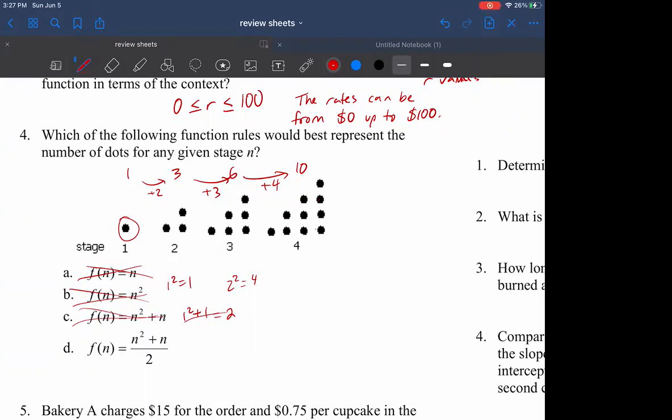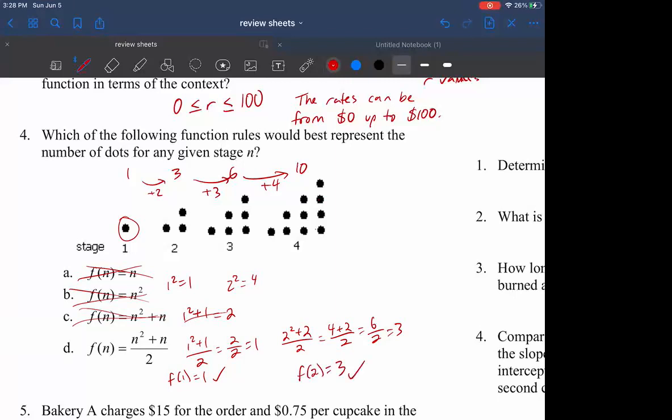What if we do this one? n squared plus n divided by 2. So for stage 1, that would be 1 squared plus 1 divided by 2, which is 1 plus 1 is 2 divided by 2. That's 1. Okay, that works. So f of 1 equals 1. Stage 1 has 1 dot. That's right. Stage 2, 2 squared plus 2 divided by 2 would be 4 plus 2 divided by 2. That's 6 divided by 2. That's 3. So f of 2 would be 3. Stage 2 has 3 dots.